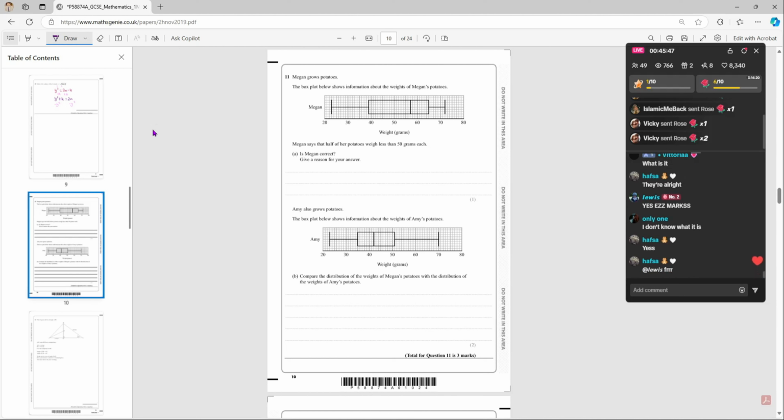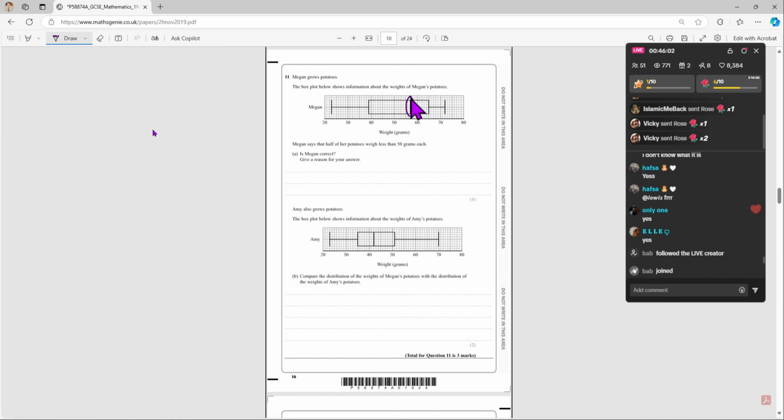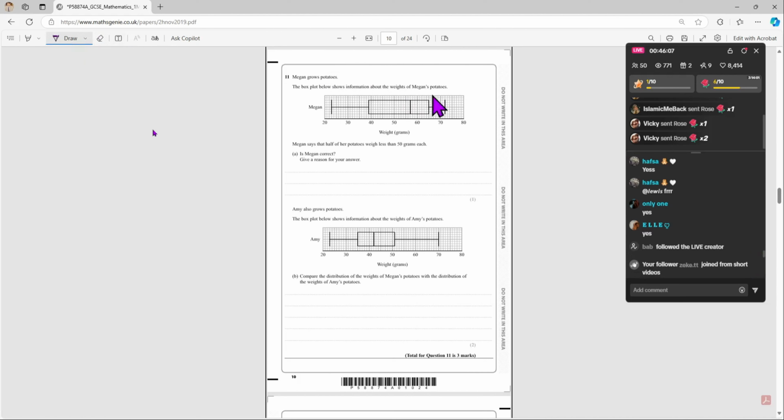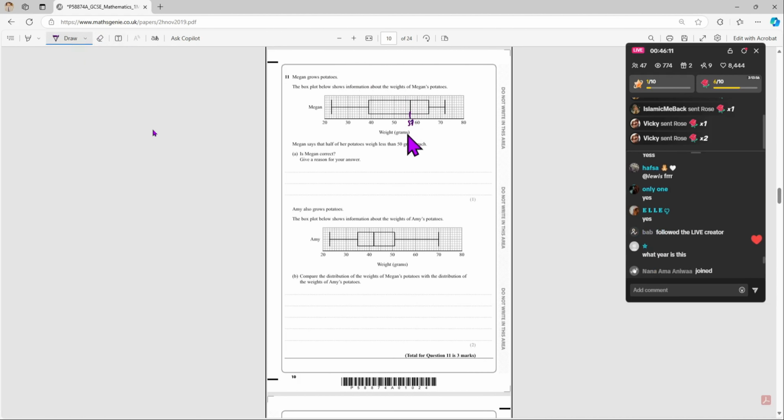So now we have to work out the median of her potatoes. To work out the median from a box plot, this is our median line over here. Okay, that's the median line. So if you look at that, that is going to be 57.